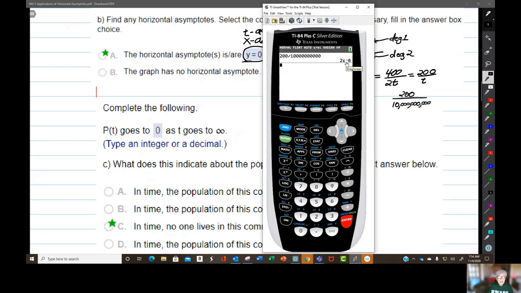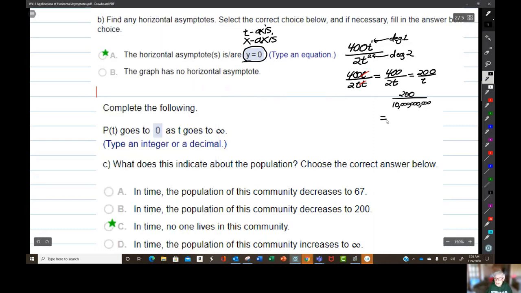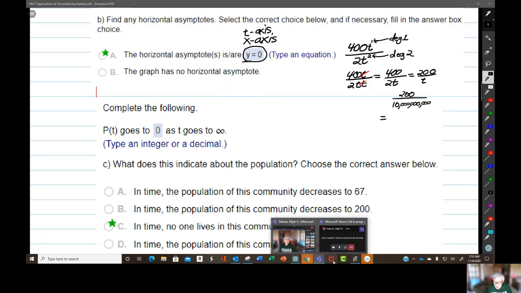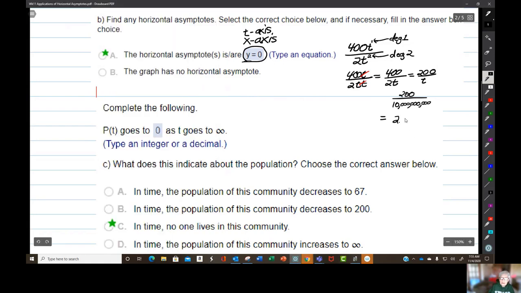That is scientific notation, because your calculator freaks out when it gets a number that's very, very large or very, very small. Now, if you had science in high school, you probably remember a little bit about scientific notation. I'm going to translate this for you. This equals 2.0.